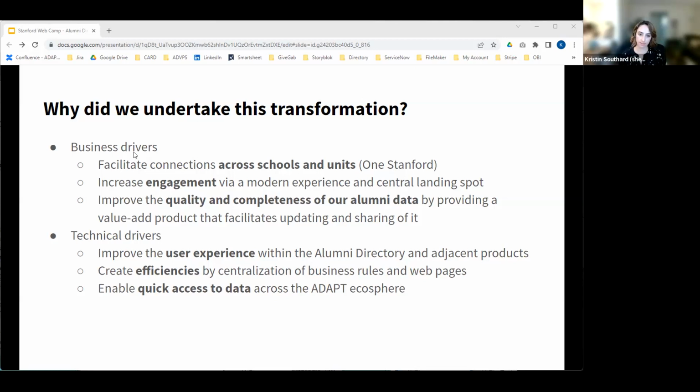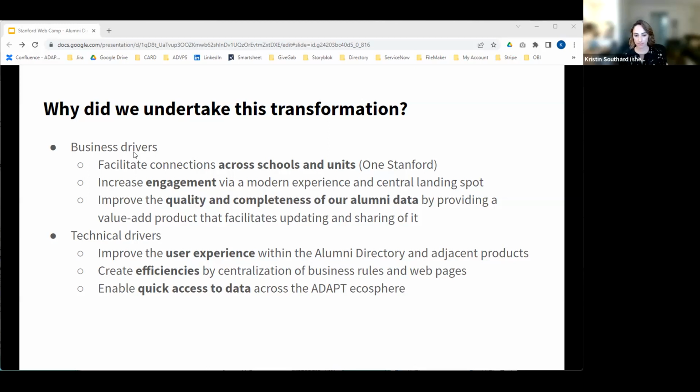Another huge driver was to improve the quality and completeness of our alumni data. So we wanted to provide a better user experience so that the external users would actually feel like they want to participate in this platform.